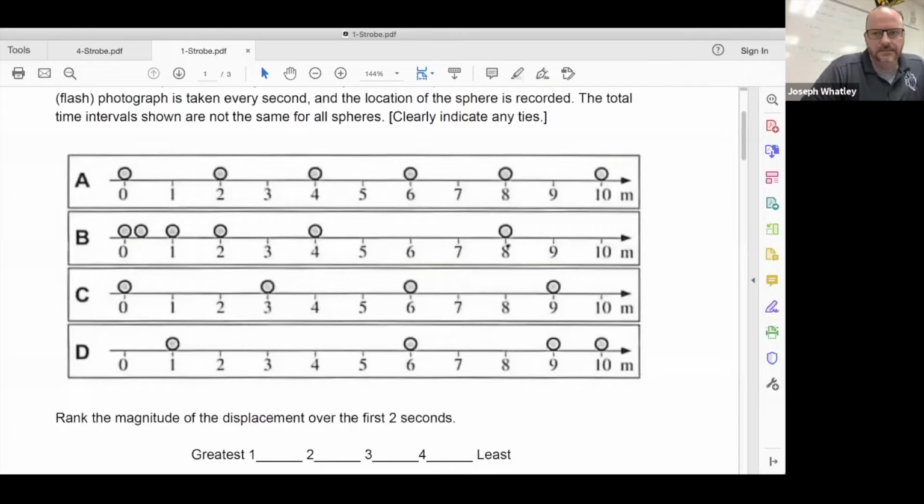So let me share screen. Let's see if I can find it. Maybe it helps if I open it first. So let me just open this strobe and then, here we go.